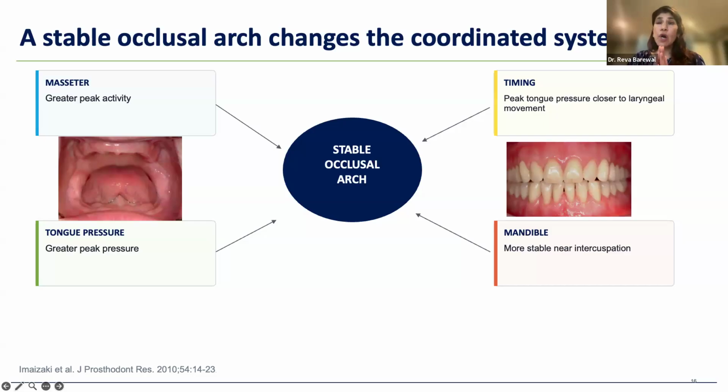And what they noticed was with the arch, so when they had the teeth present, the masseter activity and peak tongue pressure were greater. And also, when they were doing the swallow, the mandible stayed closer to intercuspation, and the tongue pressure was better timed to laryngeal movement. So that was a really interesting study to show that the artificial arch changed more than just chewing, right? It changed mastication, but it changed muscle behavior, tongue pressure, mandibular stabilization, and timing relative to the laryngeal movement.